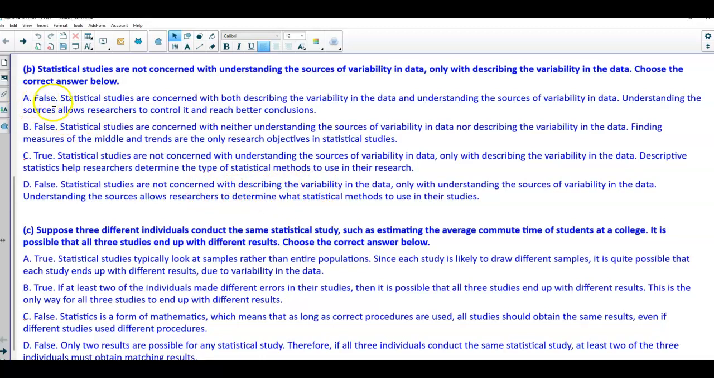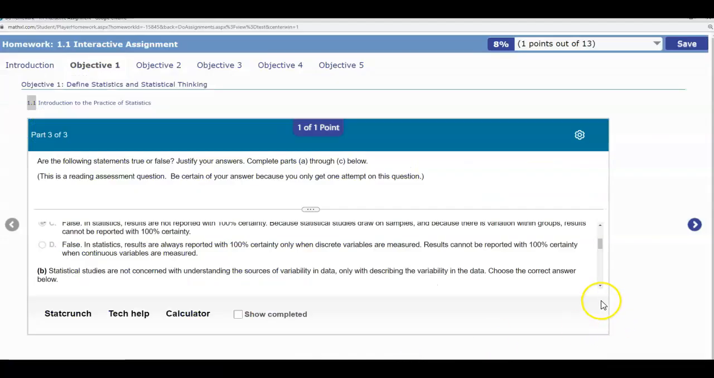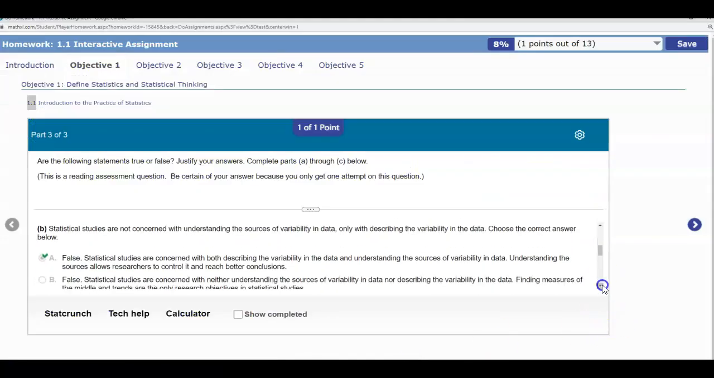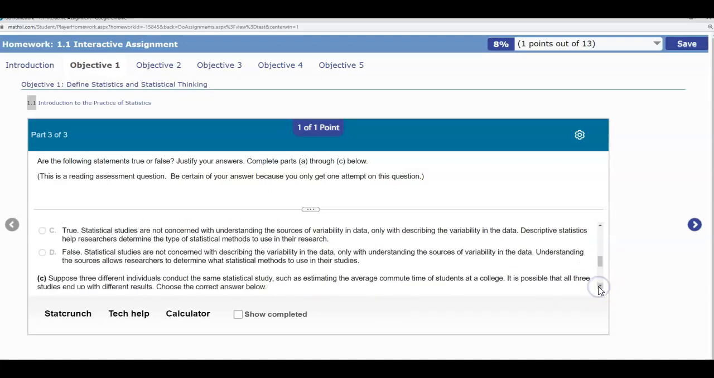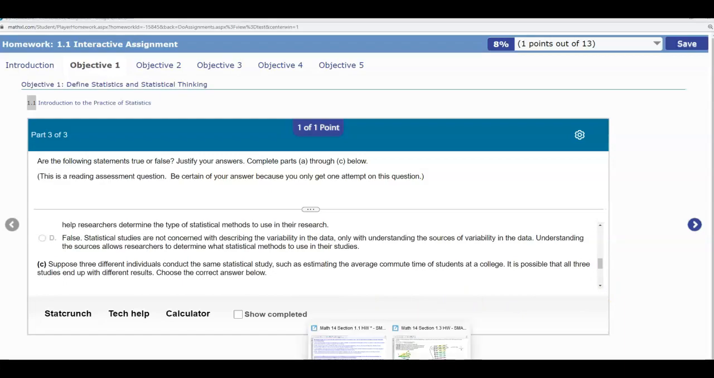So if you look up in part A, it says statistical studies are concerned with both describing the variability in the data and understanding the sources of variability in the data. So therefore, we're going to go ahead and answer A for our problem. So again, you've got to be careful of reading it and making sure that you're seeing what it's saying for each particular question. The last question, part C.